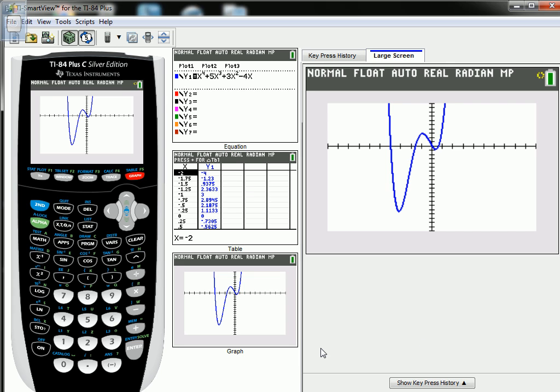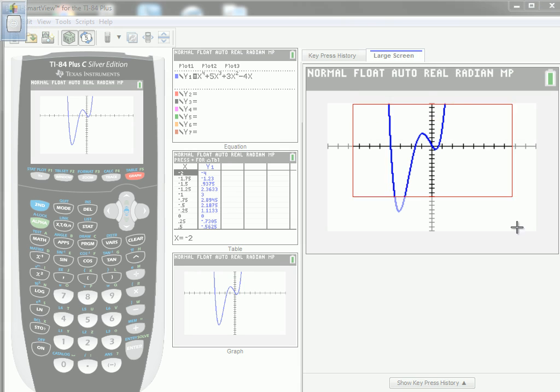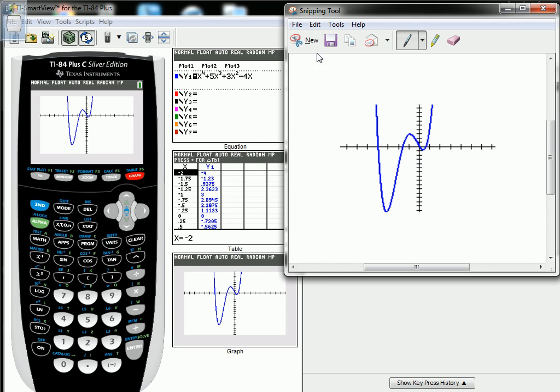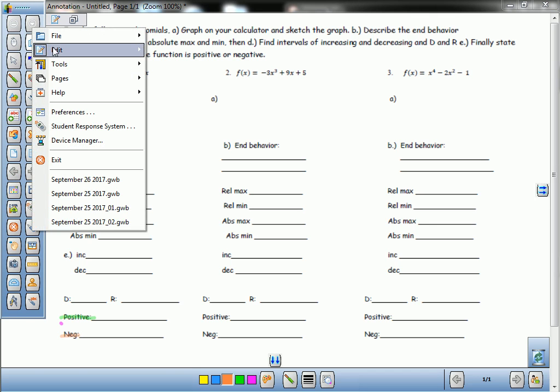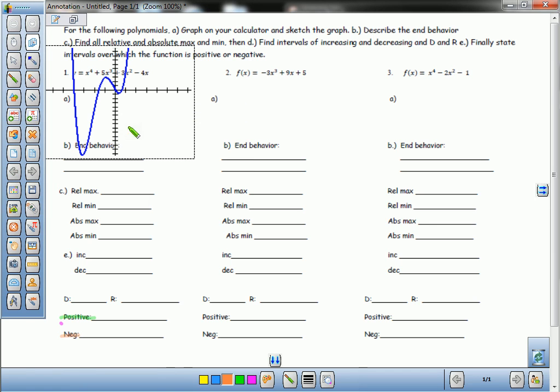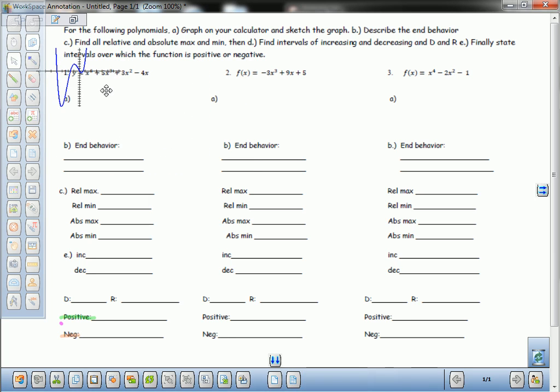Okay, now we can see everything about the graph that we need. So I'm going to snip it and go put it on our page. And you can't snip it, but you can sketch it. Okay, so guys, I'd like you to sketch the graph. Okay, so sketch a little picture.